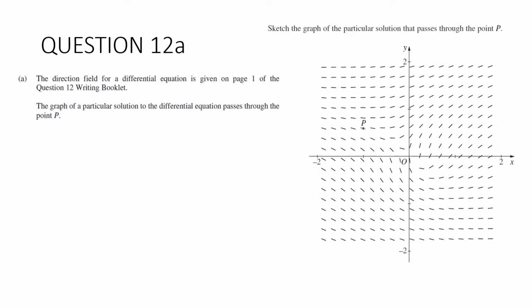12a. The direction field for a differential equation is given. The graph of a particular solution to the differential equation passes through the point P. Sketch the graph of the particular solution that passes through the point P. Now there are multiple solutions. What you've got to try and do is stay parallel to these little tangent lines. But beyond that, there's no real rules. So just sort of like this, and then I'm going to come up. You try not to cross any of them, but anyway, there's one example.